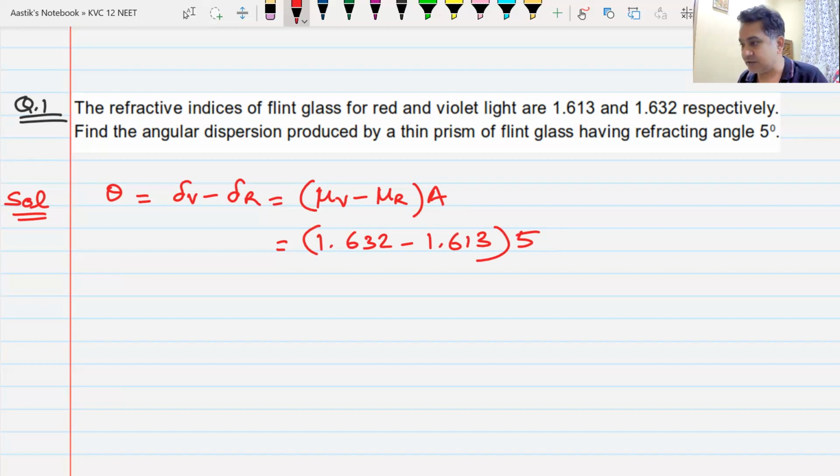If in the same question it had been asked to find the mean deviation, delta mean, for this prism, how will you find out the mean deviation for this prism, my dear friends? Mu v plus mu r by 2.